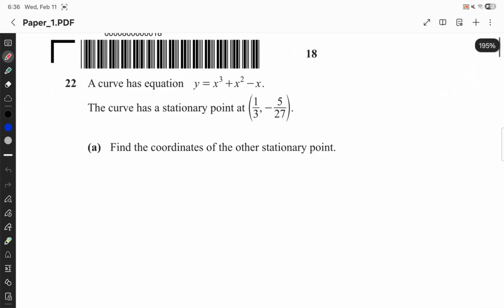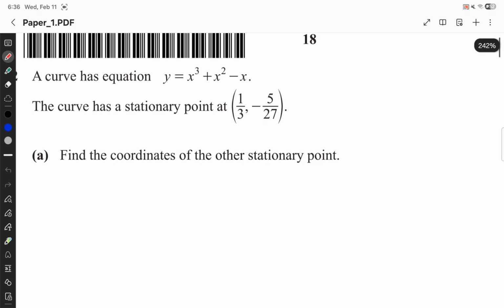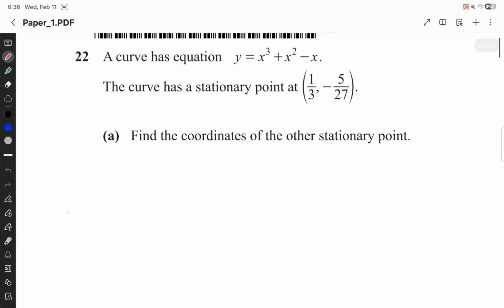Okay. A curve has the equation this, and the curve has stationary points at this. Find the coordinates of the other stationary point. Okay, stationary point meaning stopping, so one of them is like here, and we need to find this one. So we first find y prime, dy/dx.